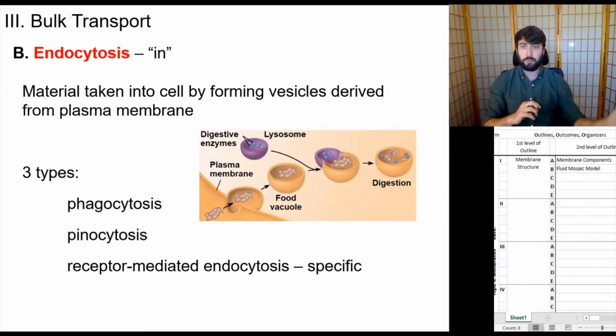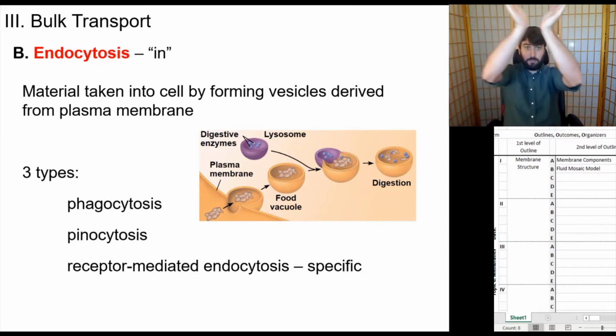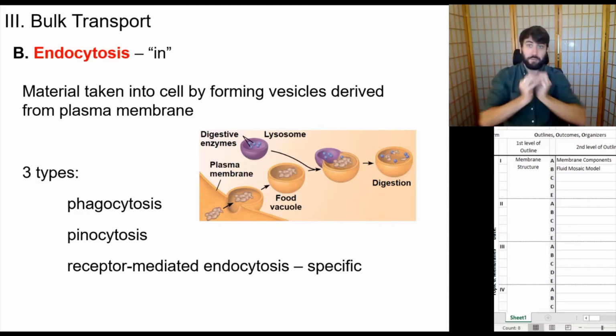Of course, you also may want to bring stuff into the cell as well. Enter endocytosis. Rather than merge a vesicle with the plasma membrane to kick stuff out, you create a vesicle to bud off and bring stuff in. Now, there are actually 3 different types of endocytosis: phagocytosis, pinocytosis, and receptor-mediated endocytosis. Okay.